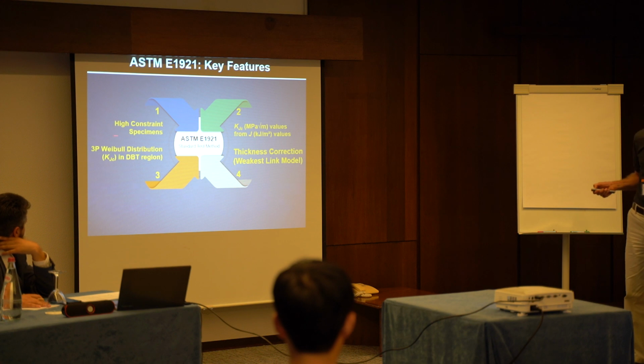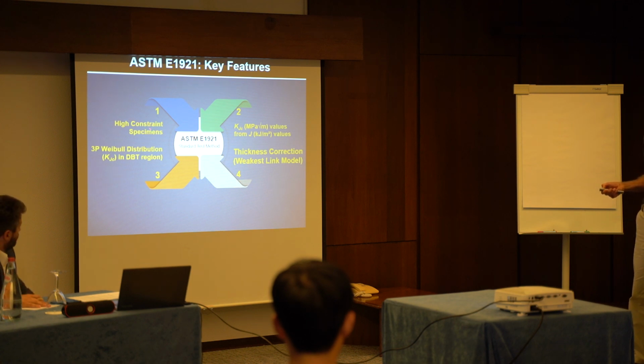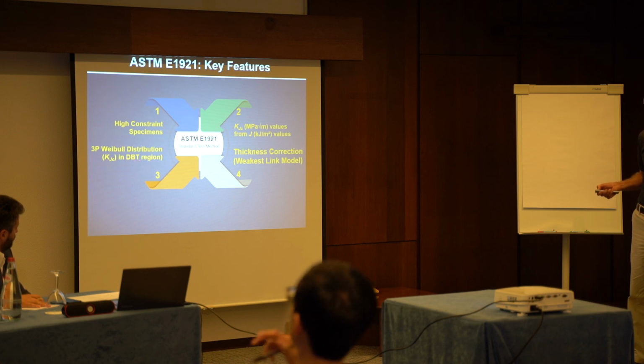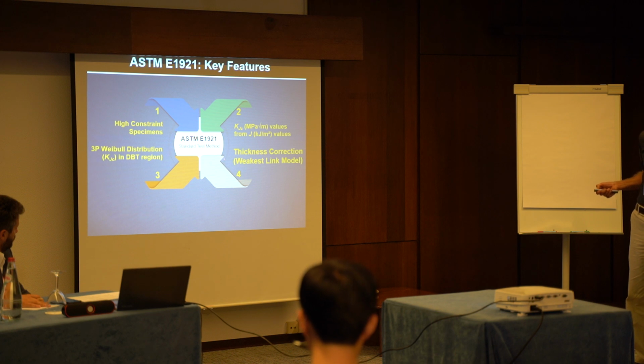So these are the basic features. It's based on high constraint specimens, so actually we cannot use shallow crack specimens. The specimen has to have a over W larger than 0.5 or 0.6, and usually compact specimens or three-point bend specimens, high constraint. You convert your J to KJC, again, just to get the right units. The toughness distribution obeys a Weibull distribution in the ductile to brittle transition, and you apply a thickness correction when you often use specimens smaller than a 1T or 25 millimeter thickness.